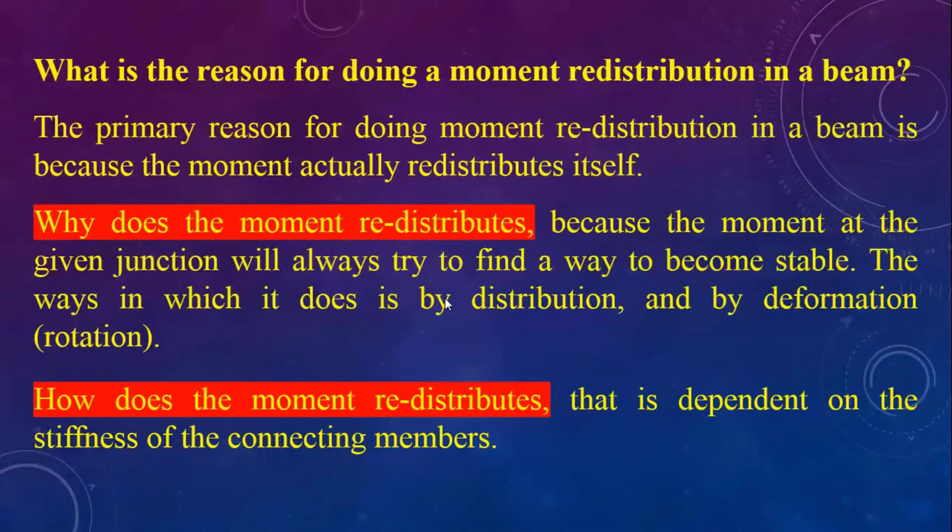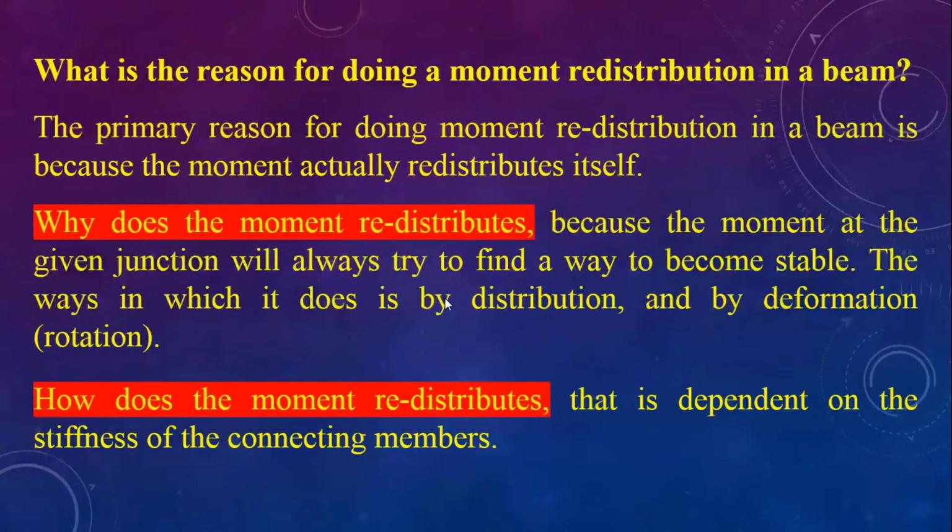Now, what is the reason for doing moment redistribution in a beam? Why does it redistribute? How does it redistribute? We'll see. The primary reason for moment redistribution in a beam is because the moment actually redistributes itself. And why does it redistribute? Because the moment at a given junction will always try to find a way to become stable. The way in which it does this is by distribution and by deformation, called rotation. And how does it redistribute? That depends on the stiffness of the connecting members.